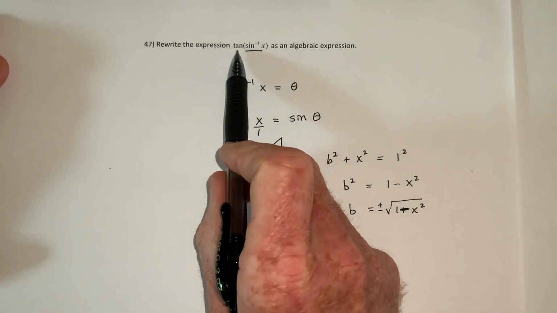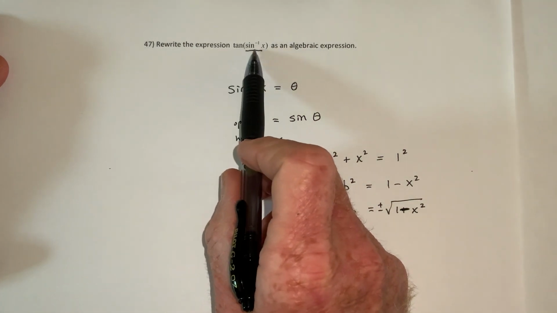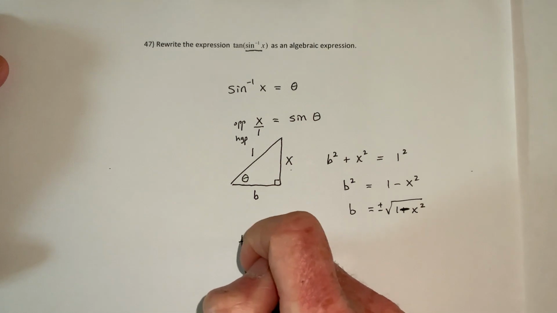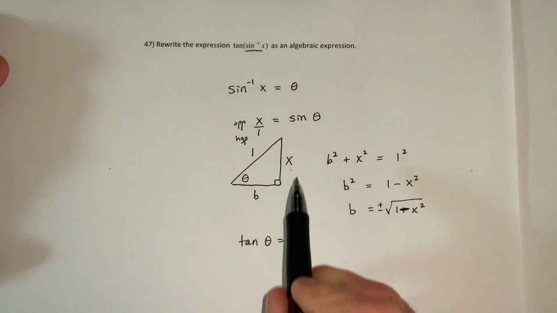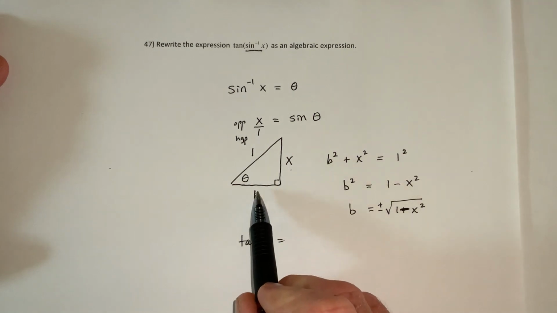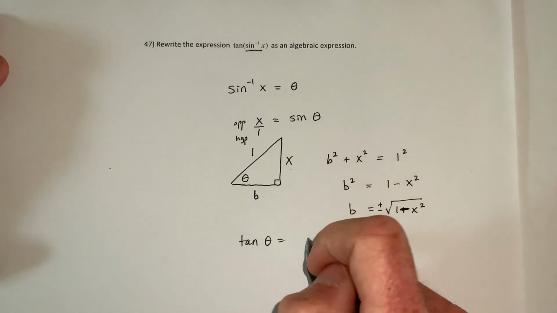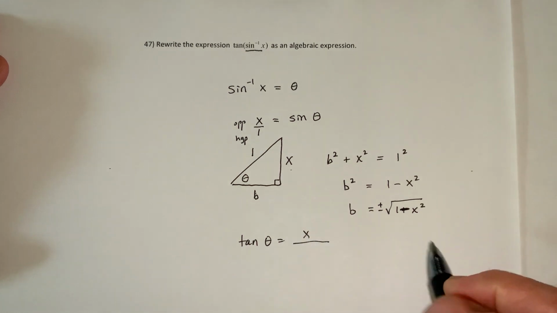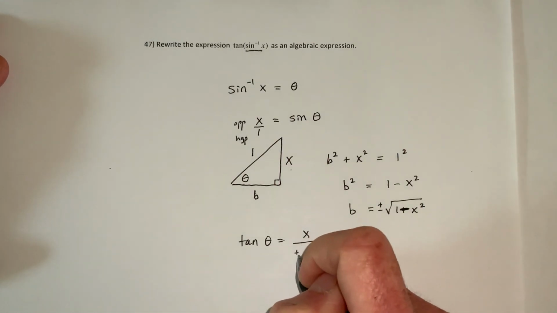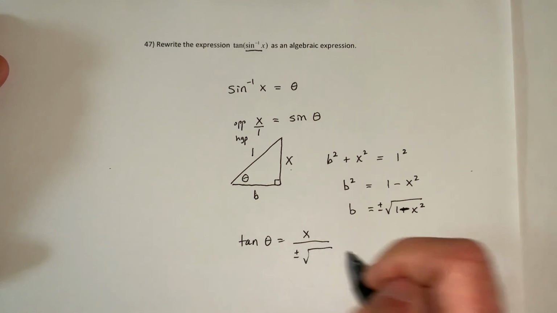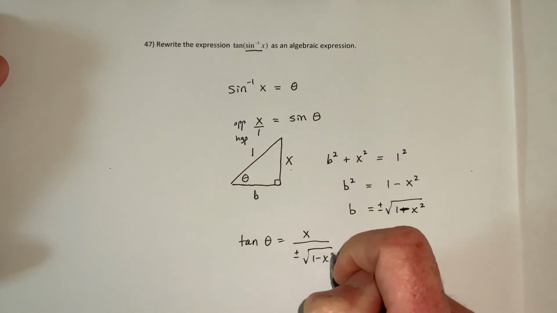Okay, now this was saying find tangent of that. So how much is tangent of theta? Well, tangent is opposite over adjacent, so that would be x over b. And then for b, we just found out that it equals this over here, plus or minus the square root of 1 minus x squared.